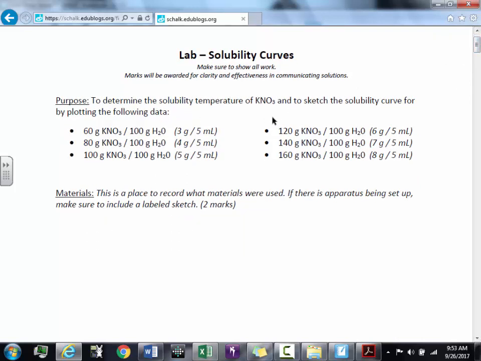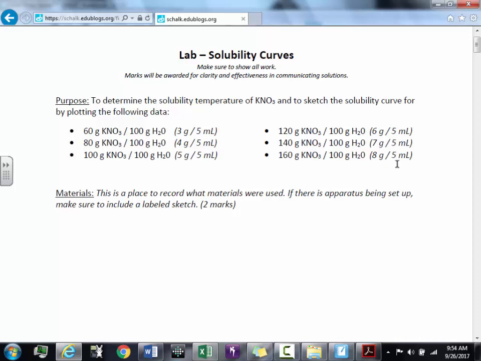I always start with a purpose, a goal of what we're going to try to do. I'm going to have you guys try to dissolve 3 grams in 5 milliliters, 4 grams in 5 milliliters, 5 grams in 5 milliliters, all the way up to 8 grams in 5 milliliters. This is like pushing its capacity well beyond what should happen. The only reason why you can dissolve 8 grams in 5 milliliters is we're heating it up.